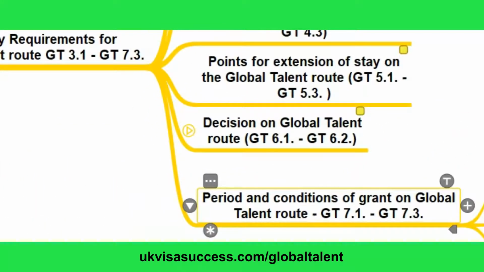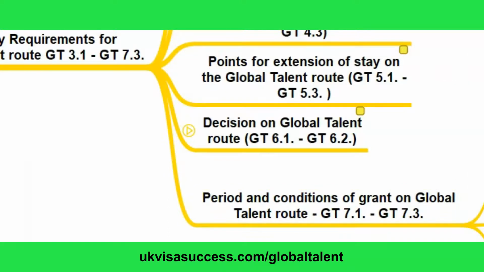Now let us talk about periods and conditions of a grant for global talents. So first of all, the maximum amount you can get at one time is 5 years. What is very interesting here is that there will be no limit on the total period of permission, so you can apply as many times as you want, but the maximum length of visa which you can get is 5 years, and then you can apply again and again and again, for an unlimited period of time.